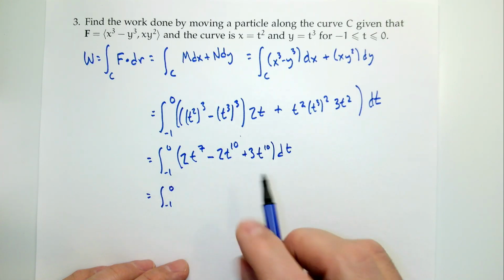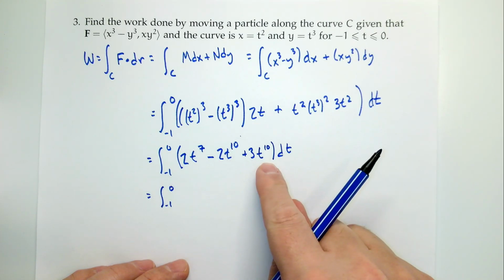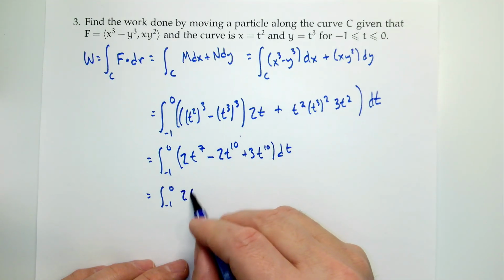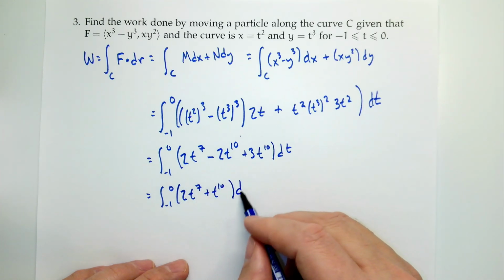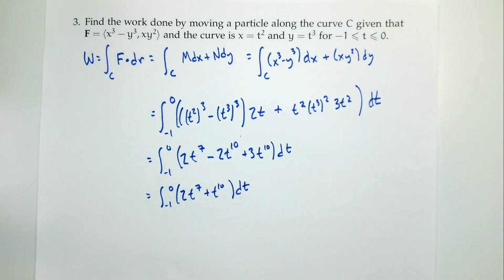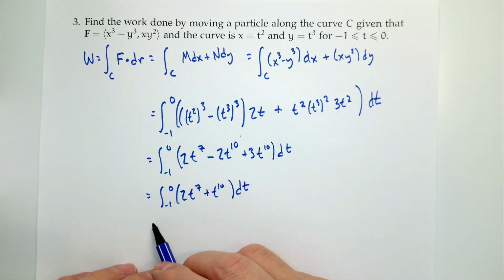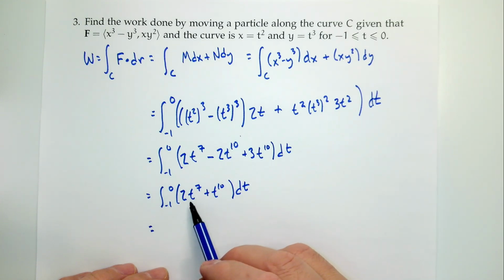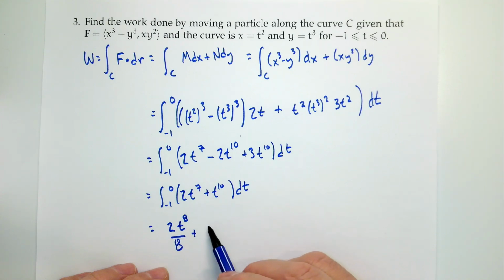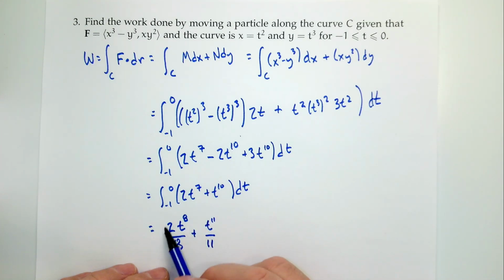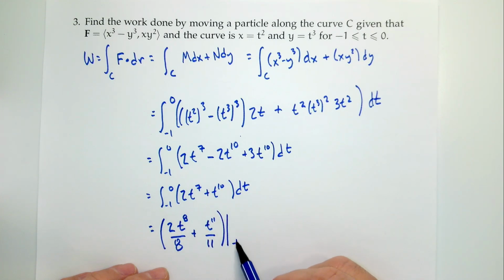So we can actually combine because we have two things which involve t to the 10th. So that would be 2t to the 7th plus t to the 10th dt. All right, so far so good. Now what comes next? Well, next thing is we integrate. So here, the integral of 2t to the 7th, well, that would be 2t to the 8, you add 1, divide by 8, plus t to the 11, divide by 11. And now we're going to evaluate that from negative 1 to 0.